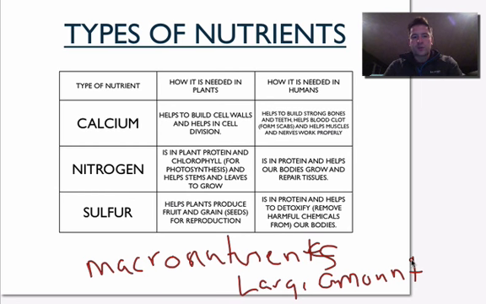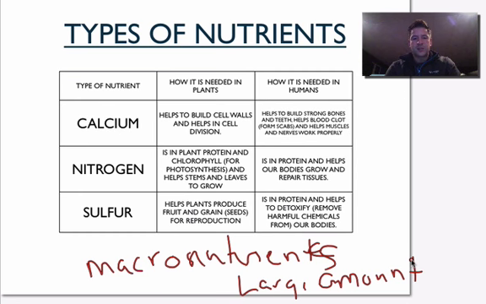Okay, so things like calcium in our body. How do plants need it, and how is it needed in humans? How do they use it? So in plants, calcium helps to build the cell walls. And remember, plant and animal cells are different because plant cells have cell walls and animal cells don't. And it helps in cell division. So cell division, mitosis, meiosis.